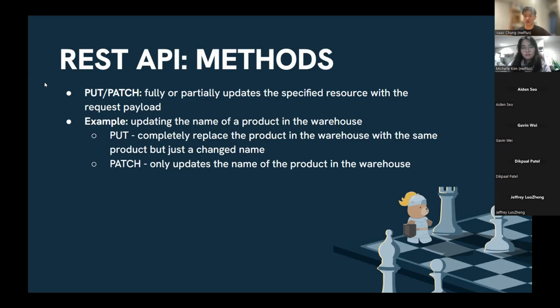In the example of our Costco warehouse, if we update the name of a product in the warehouse, PUT would completely replace the product with the same product, but with a changed name. And PATCH would only update the name of the product in the warehouse, and it wouldn't change anything else about it. So with PUT, you're replacing the entire thing, giving it a new object where you just change the name. But with PATCH, you're only changing one field in the object.